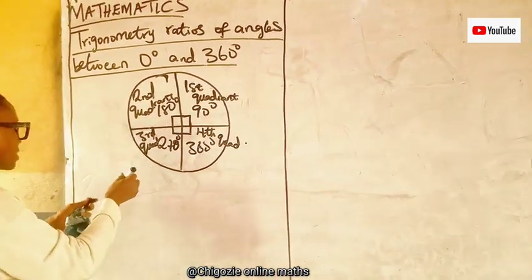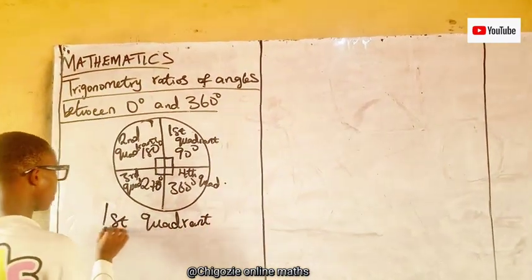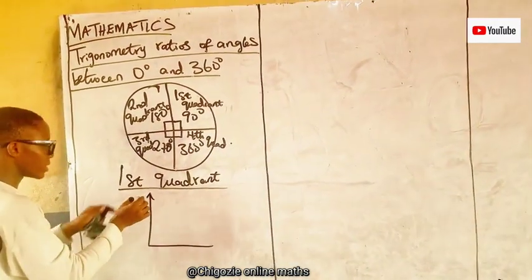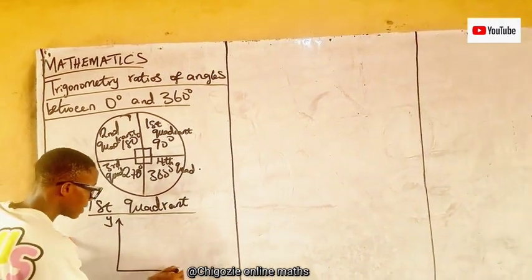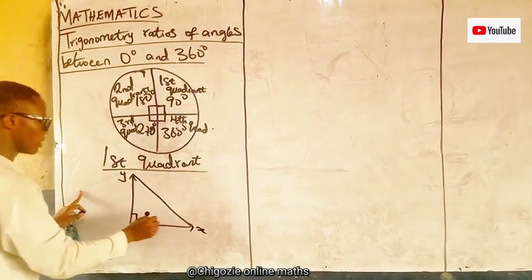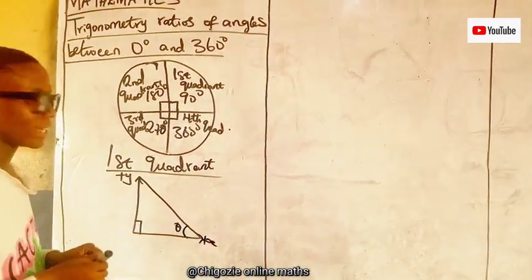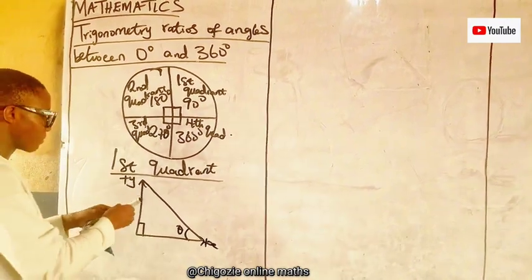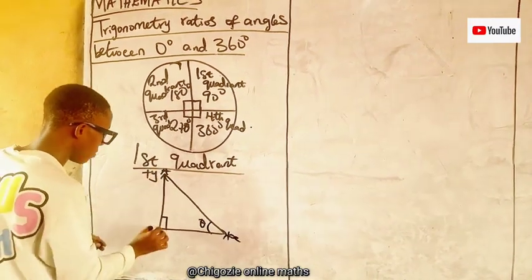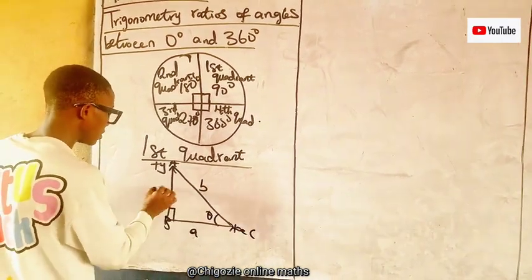Now, in the first quadrant, let us draw it. Here is our y-axis, and here is the x-axis. Here is our 90 degrees, and here is the completion. Here is our theta. Remember, here is positive y, and here is positive x. Now, let us find sine theta. Let's call the sides A, B, C.